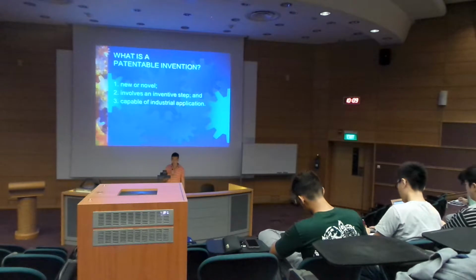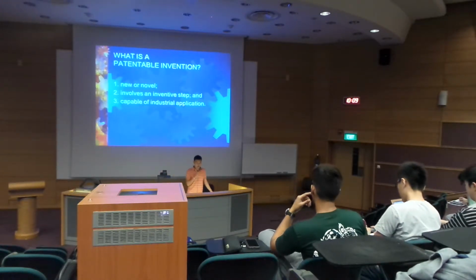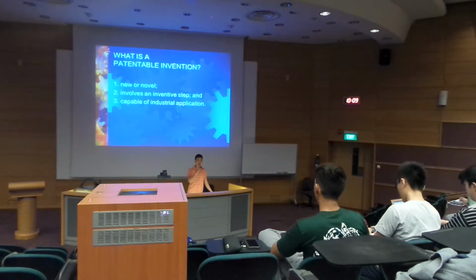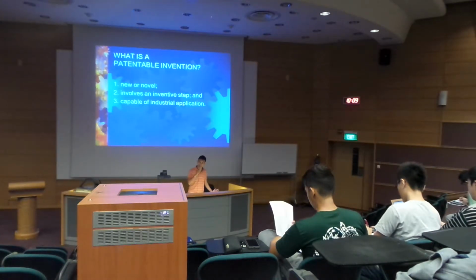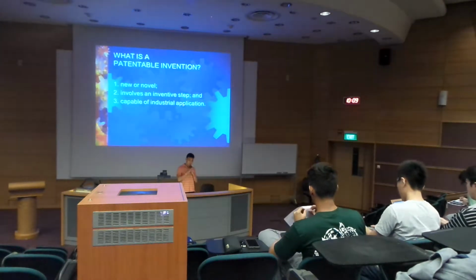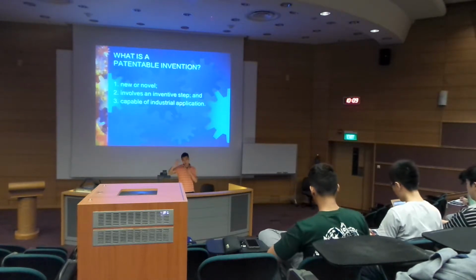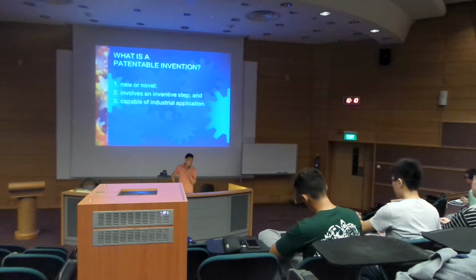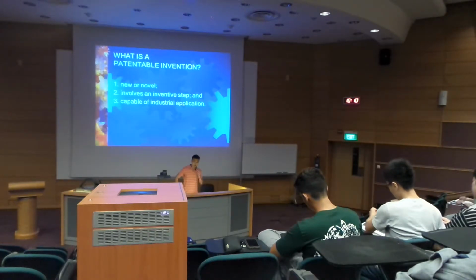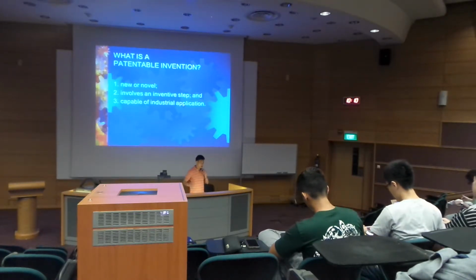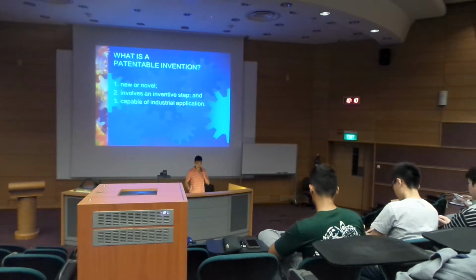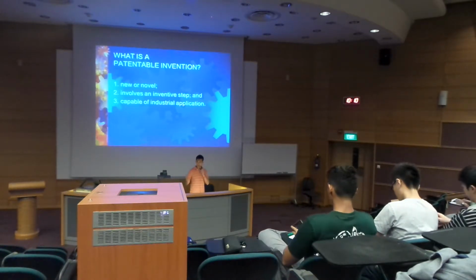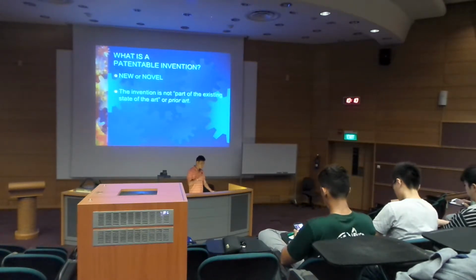Now, a patentable invention must have all of these three characteristics. First, again, this is something that you have to commit to memory as well. First, it has to be new or novel. Second, it must involve an inventive step. Third, it must be capable of industrial application. What are all these? New or novel?